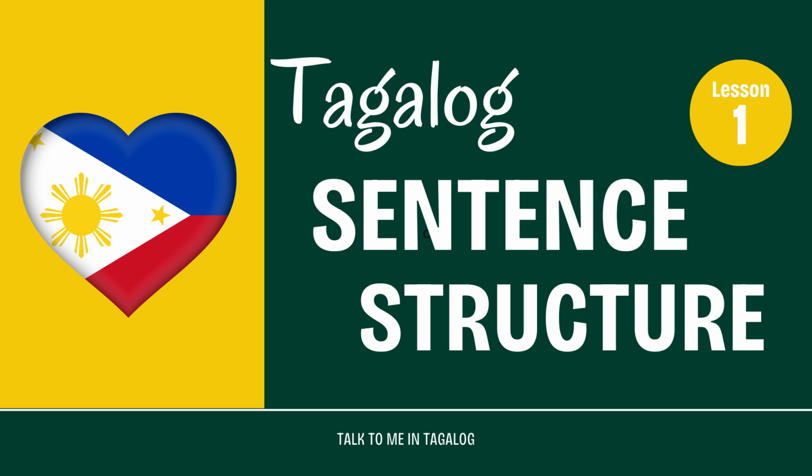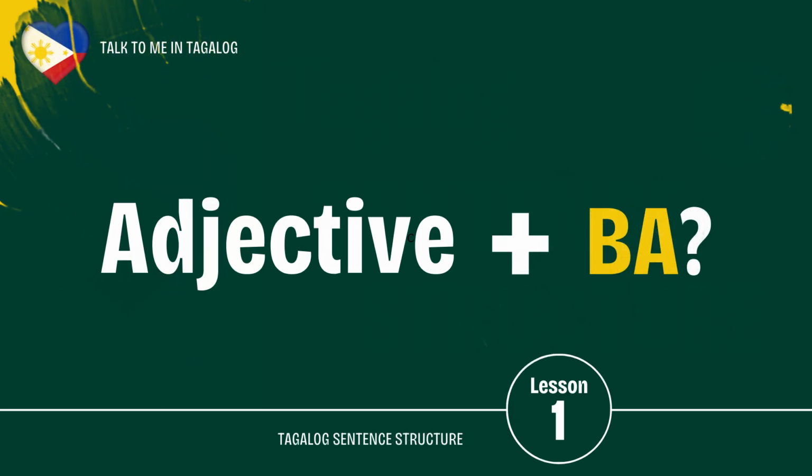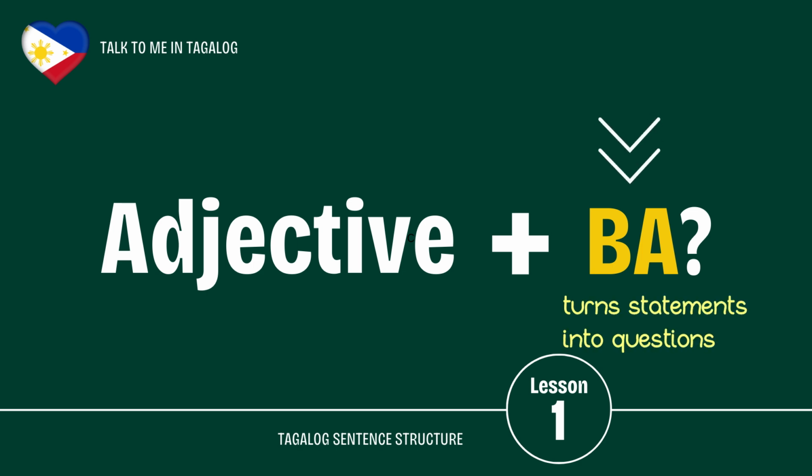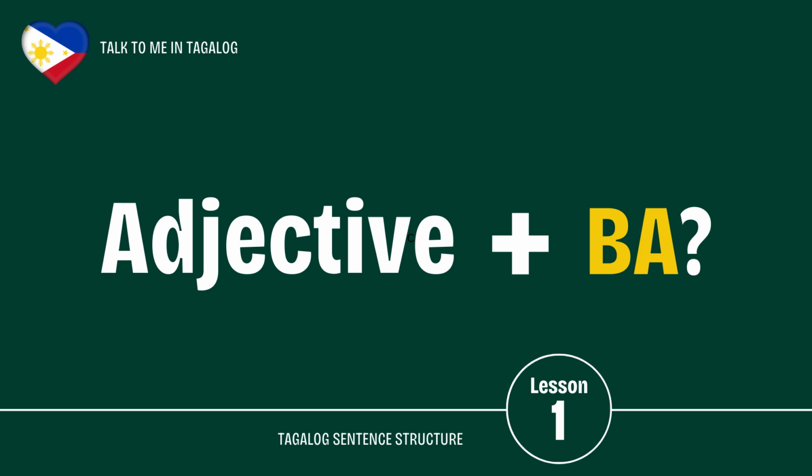I'm excited to introduce our Tagalog Sentence Patterns playlist where we'll break down the basics of Tagalog sentence structure. This will help you understand how to form Filipino sentences naturally. Lesson 1 covers a simple combination of just two words, a Tagalog adjective and the Filipino interrogative particle ba. Ba is a word used in Tagalog to turn statements into questions. It doesn't have a direct English translation. This pattern, adjective plus ba, helps you form straightforward Tagalog questions to ask about qualities and characteristics of things, objects, or even situations. Adjective plus ba.